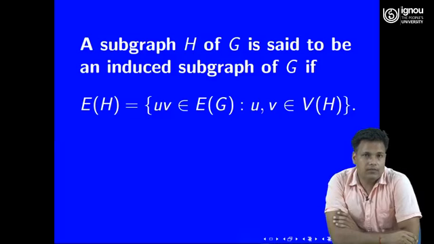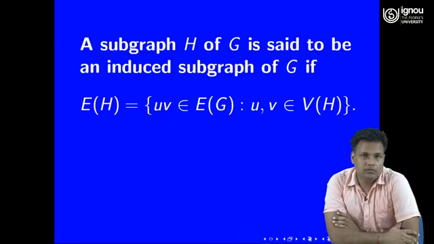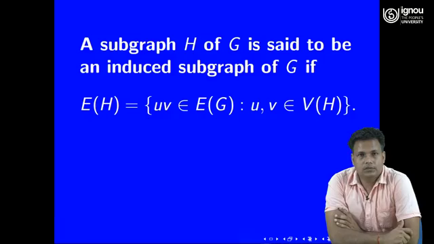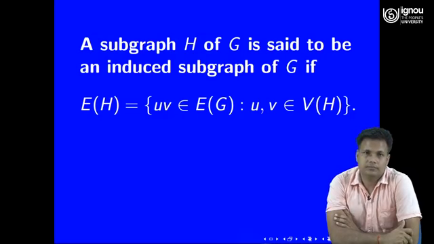An induced subgraph is a subgraph of G if its edge set EH contains all those edges of G whose endpoints are also in H. That means an induced subgraph is that subgraph of G in which if any two vertices are adjacent in the original graph G, then those must also be adjacent in H.